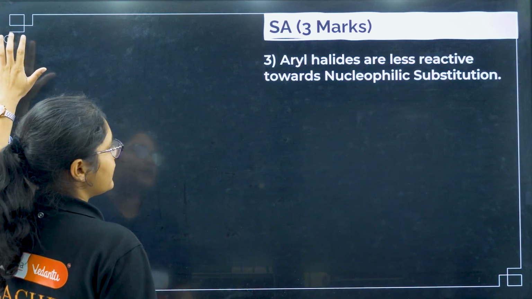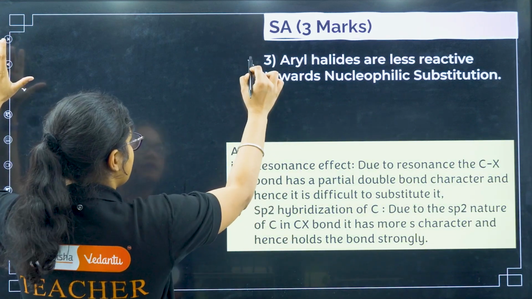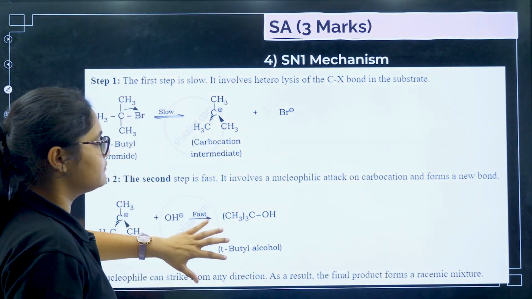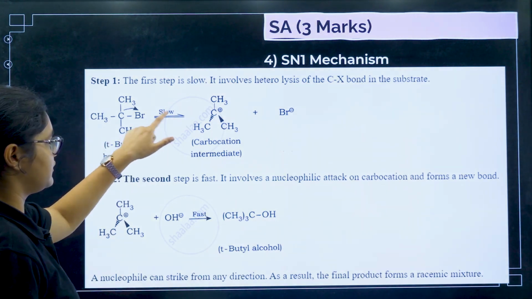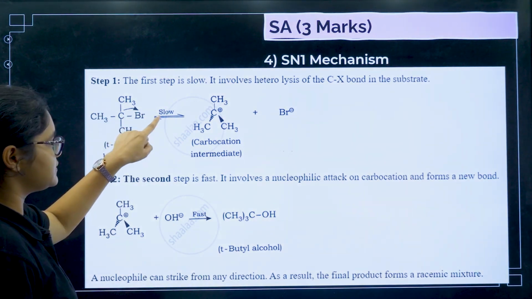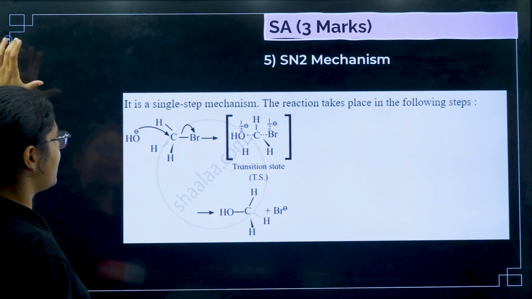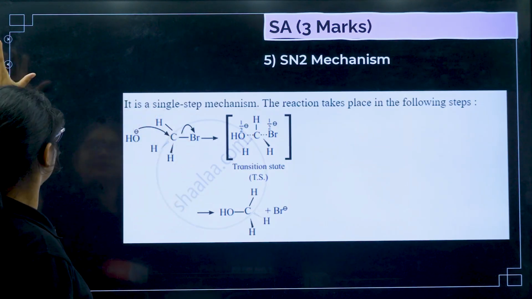Next we have aryl halides. Aryl halides are less reactive, very important, because of the resonance effect and sp2 hybridization of the carbon. SN1 mechanism, one example you should see, arrow marks should be shown properly. This is the slow step, this is the fast step, reversible, irreversible. Please match that. Then you have the SN2 mechanism.